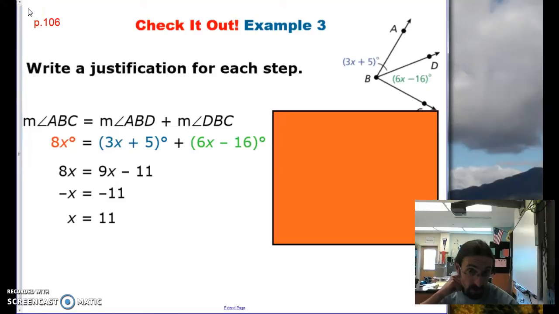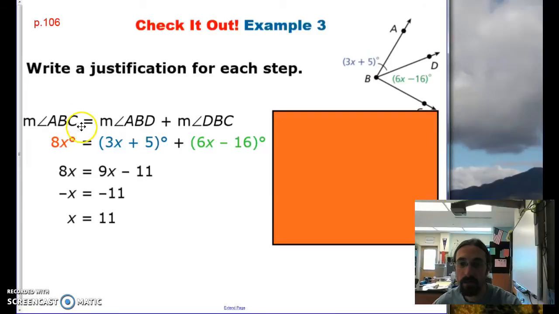Next thing I want to do is go through an example, and this is on page 106 as well, and it talks about writing a justification for each step. So we're doing a proof here, so to speak, and why are we doing the things that we're doing?